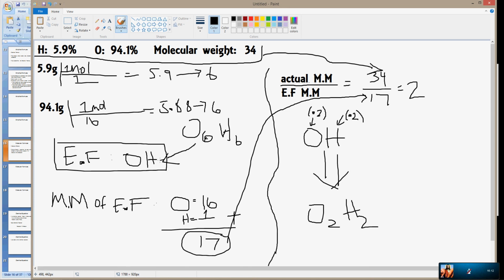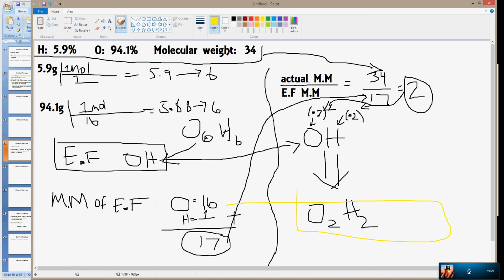And then you get the number 2. Then you go to your empirical formula that you found in the very beginning, and you multiply it by 2 because that's the number you got from the formula, and then you get O2H2, and that is your answer.